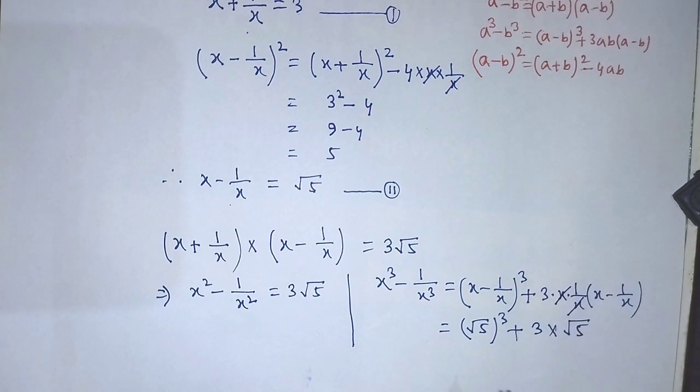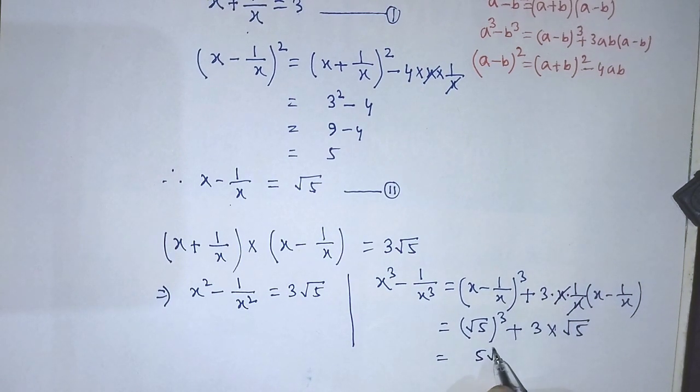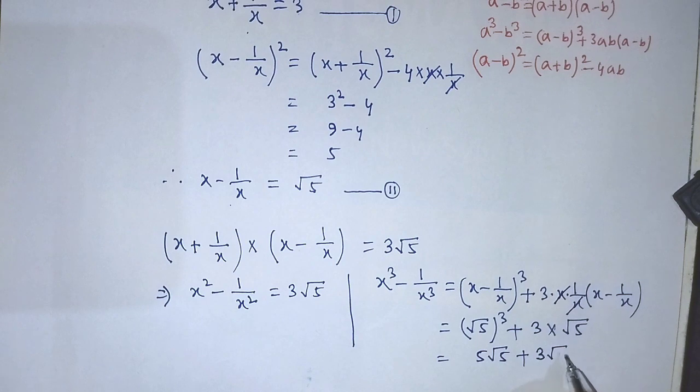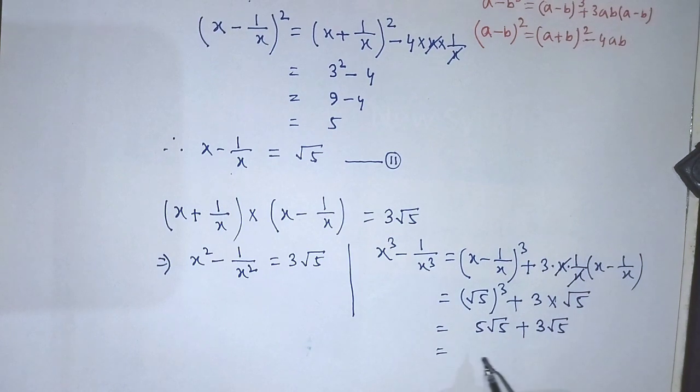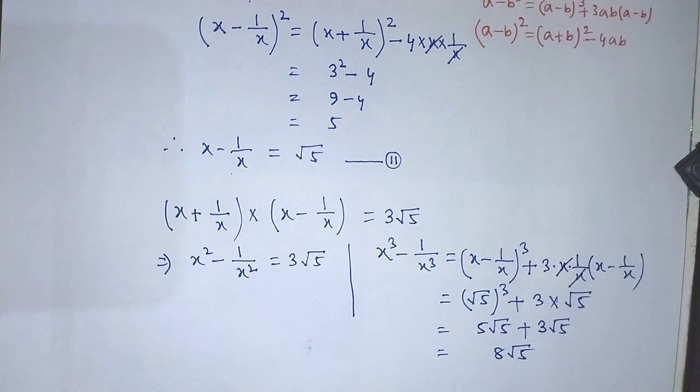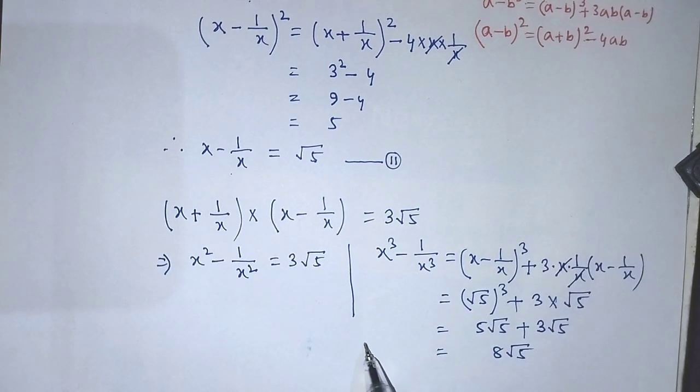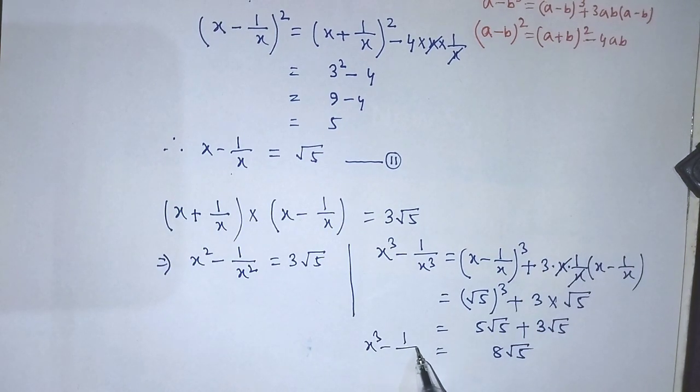the value of x minus 1 over x is root 5, root over 5. So student, root over 5 whole to the power 3, that is 5 root over 5, plus, if you multiply 3 with root over 5, then you get 3 root over 5. So student, both terms are like terms. Okay, so if you add 3 root over 5 with 5 root over 5, then you get 8 root over 5. So therefore the value of x cube minus 1 over x cube is equal to 8 root over 5.